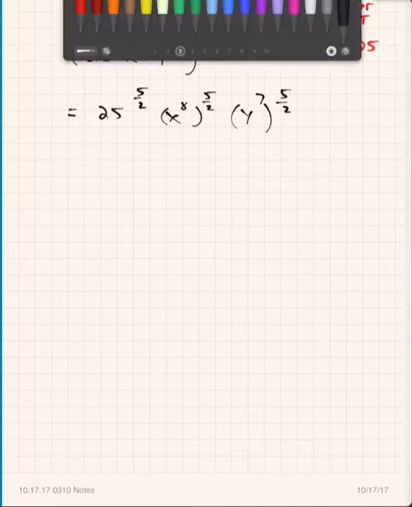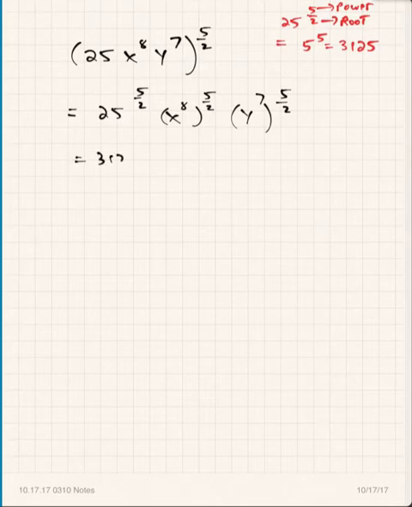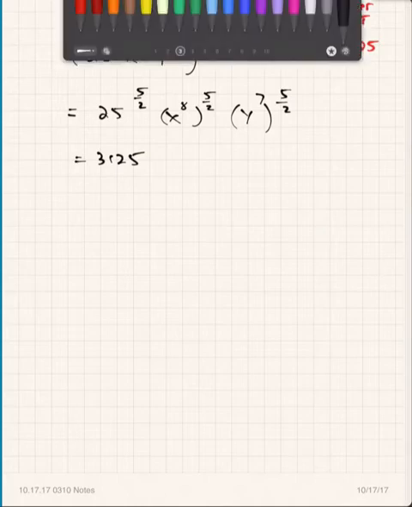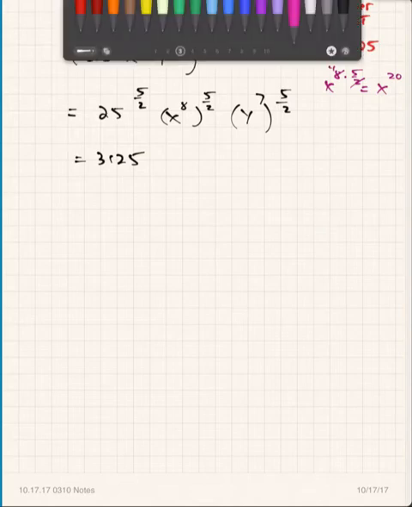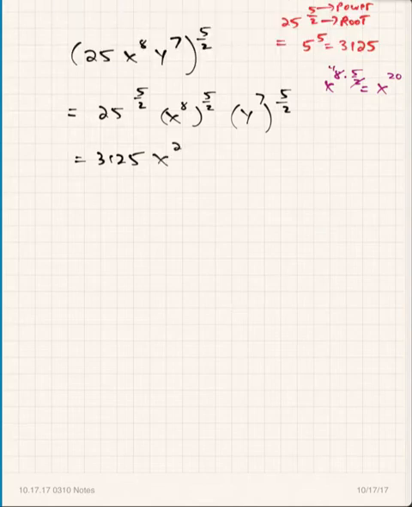And so you end up with 3,125 over here, and then x to the 8th to the 5 halves. And if you want to do all of those off to the side, that's fine. You can do that. So x to the 8th to the 5 halves is the same thing as x to the 8th times 5 halves, right? You multiply the exponents in that case. And so the 2 and the 8 would divide out and leave you the 4. So you have x to the 20th. And I think maybe somebody said that. Right, you get x to the 20th.